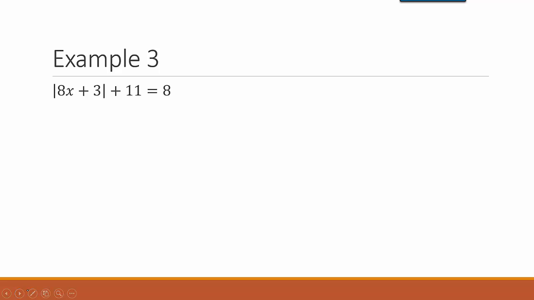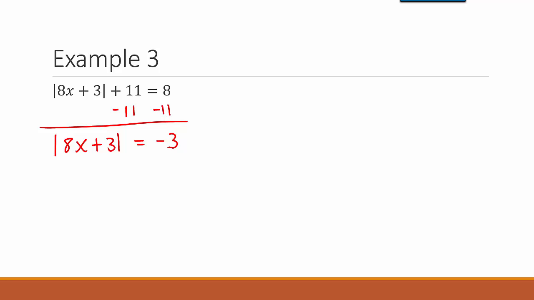Okay, let's take a look at this one. We have the absolute value of 8x plus 3, then outside of the absolute value symbols, plus 11 equals 8. So again, you want to isolate the absolute value symbol. So I need to move this positive 11 first by subtracting 11 from each side. So now I have the absolute value of 8x plus 3 equals negative 3.